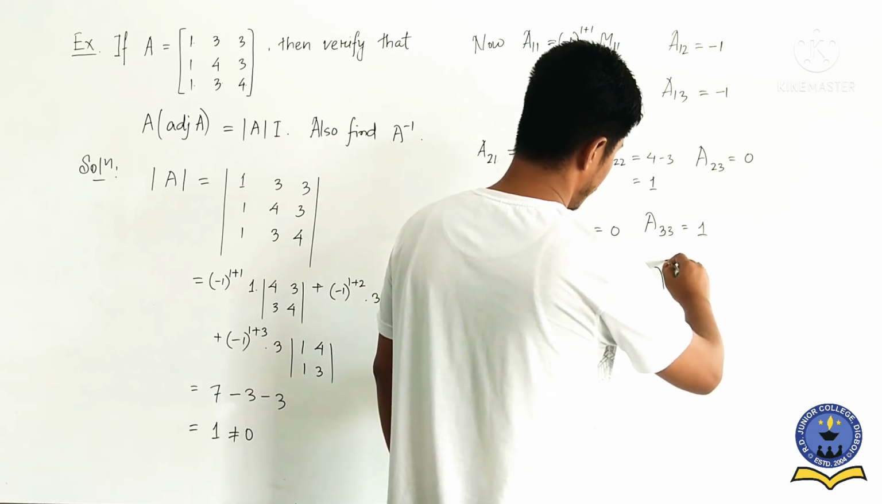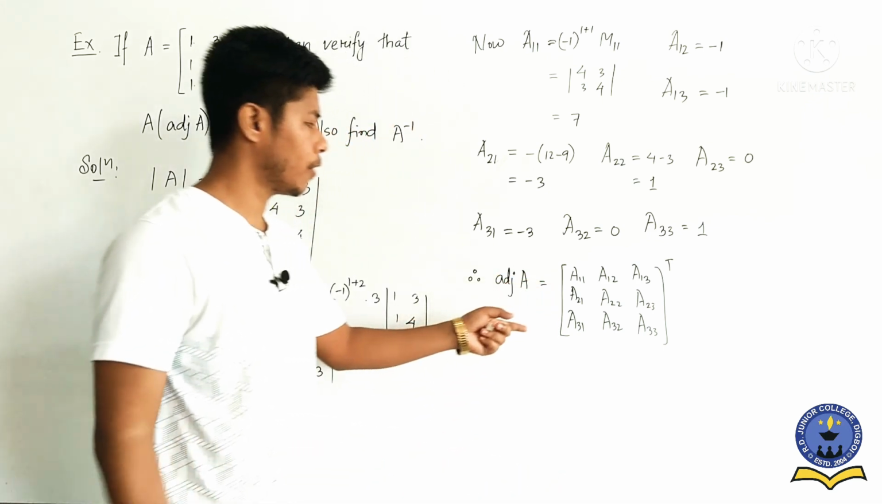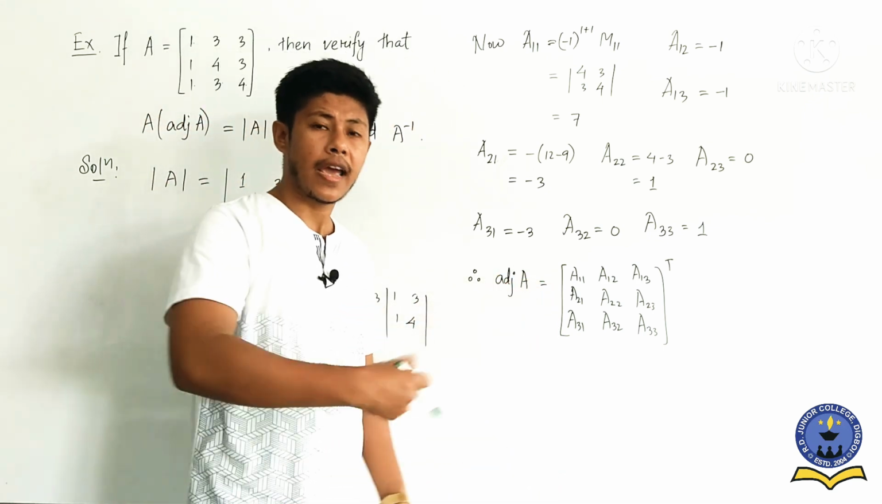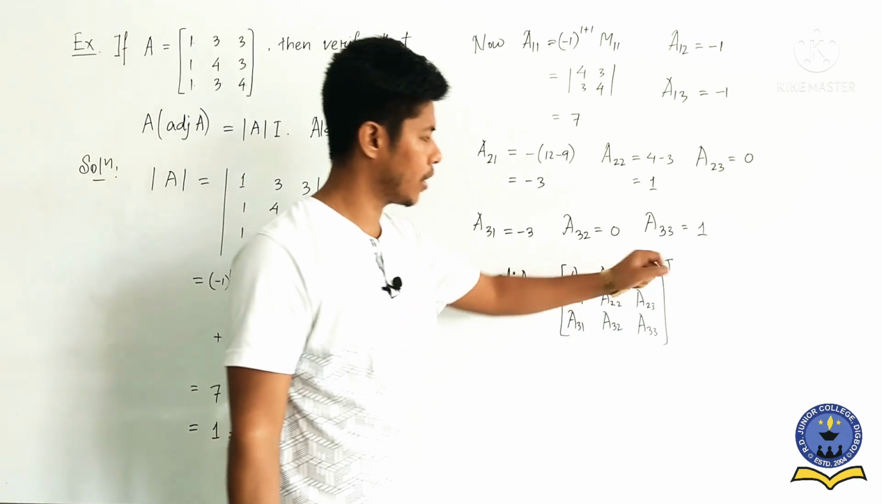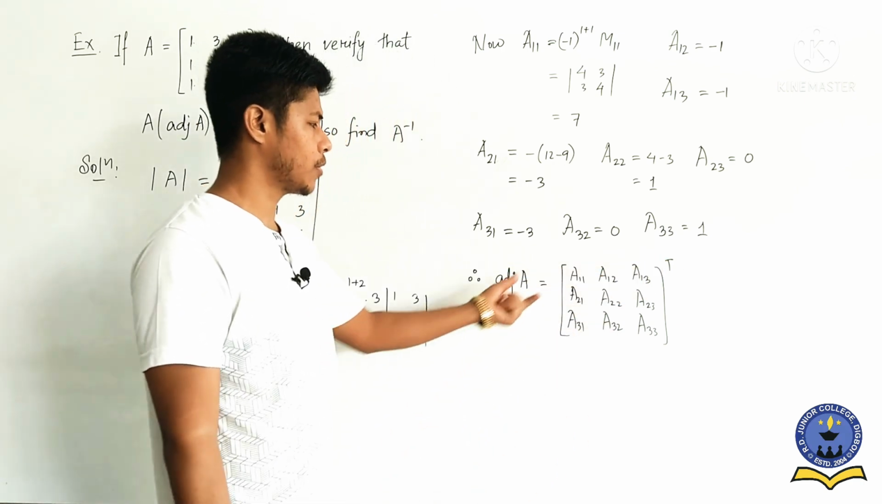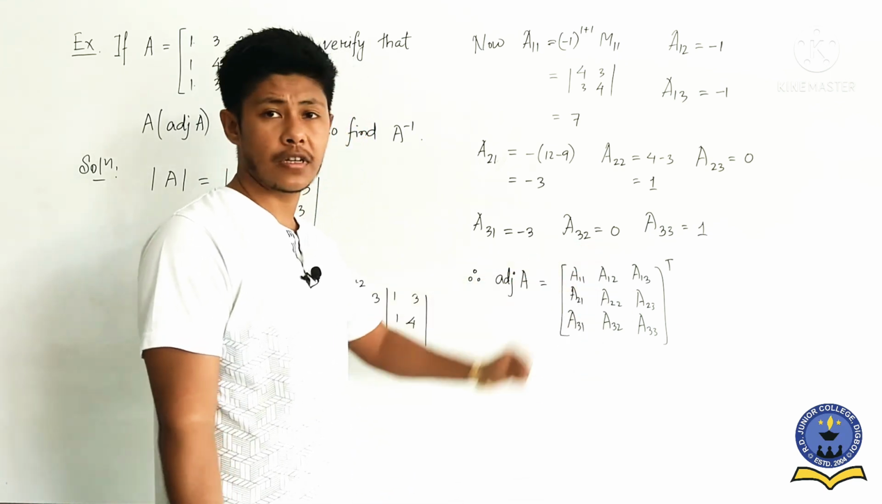And if we transpose this result, because when we have to find out adjoint, first of all we have to write down all the cofactors and then we have to transpose this result, isn't it? So that's why here simply written transpose T, or sometimes you can write this one like in this way also, transpose of all the cofactors you can write.